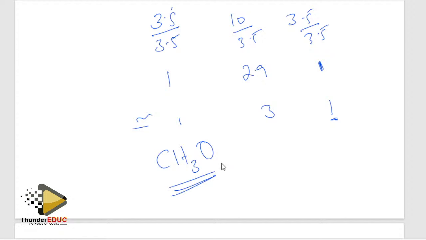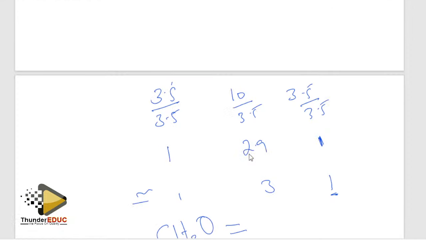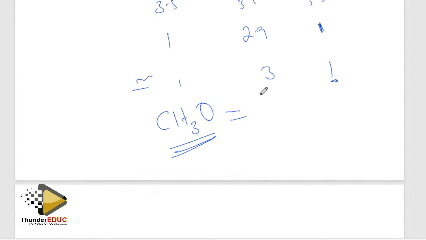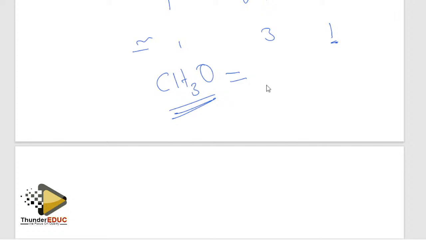But if they ask you the molecular formula, then you have to equate it to the molecular mass. They give you the molecular mass as 200. So you say the empirical formula mass times n is equal to 200.